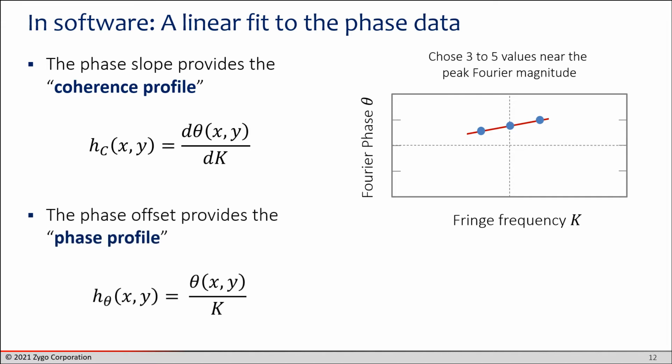But the next thing you can do is you can look at the phase offset, and that provides the so-called phase profile. So you've got these coherence profiles and phase profiles, and the phase profile is just the phase at the peak value or the peak magnitude of the fringe frequency.